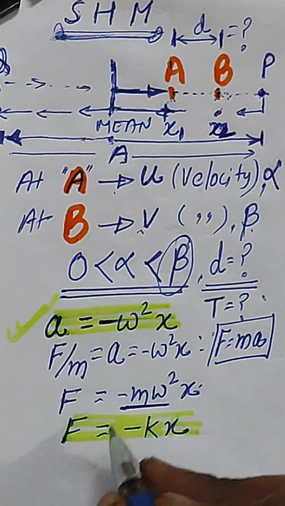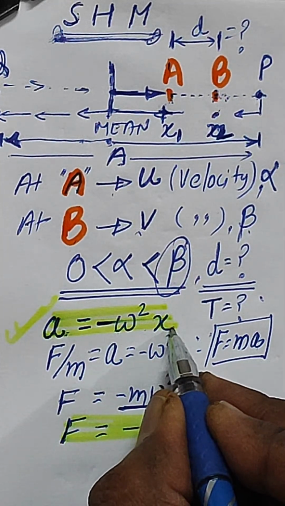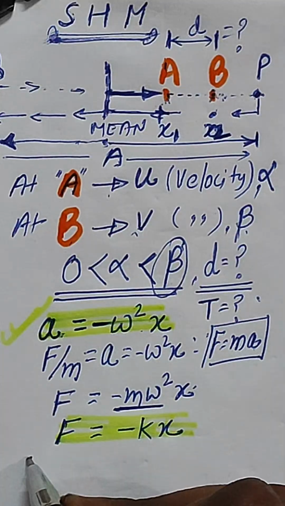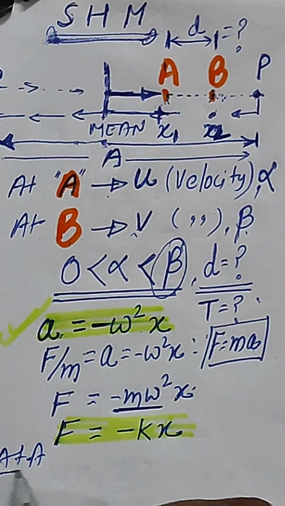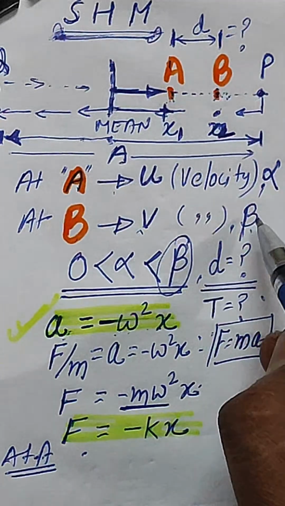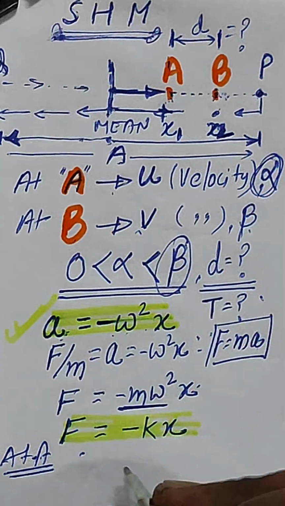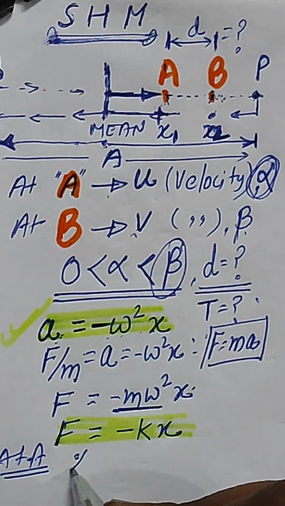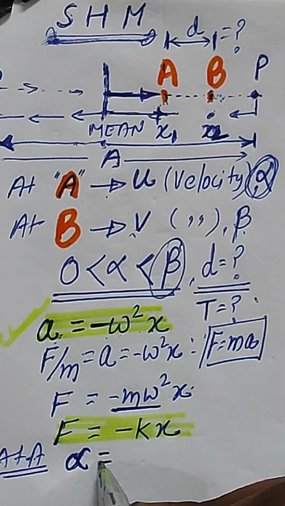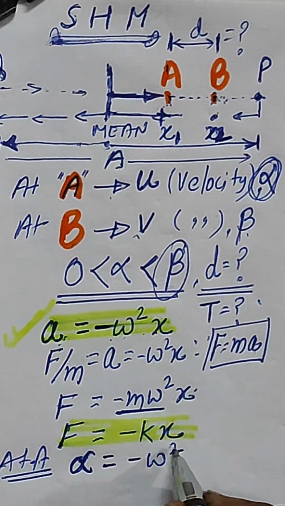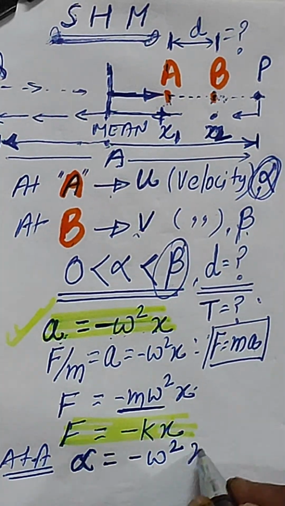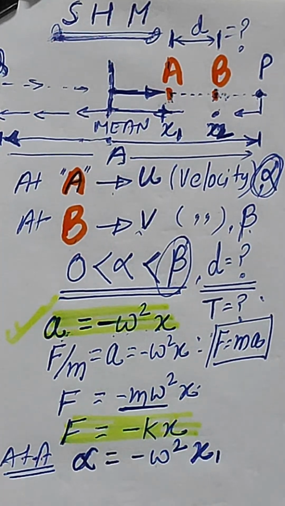So since we know A equal to minus omega square x, using the same relation for x1, what can we write at A? Since A equal to minus omega square x, and at A the acceleration is alpha, we can write alpha, the acceleration at position A, as minus omega square x1, you can see here. So minus omega square x1, isn't it?